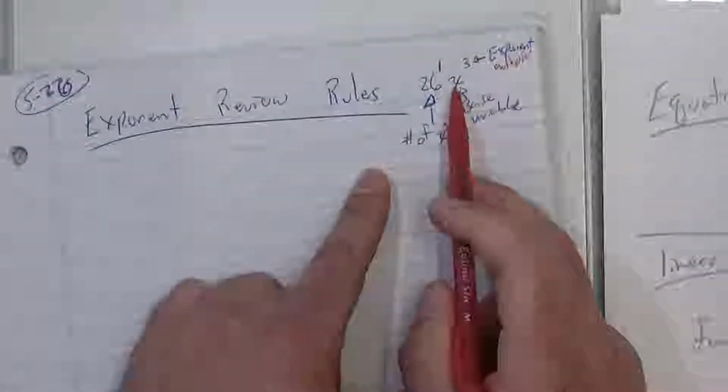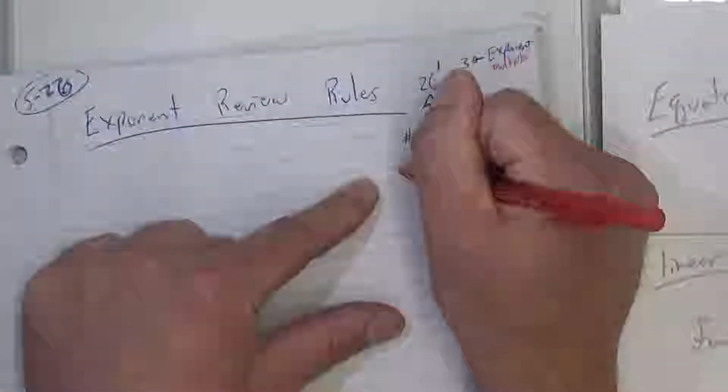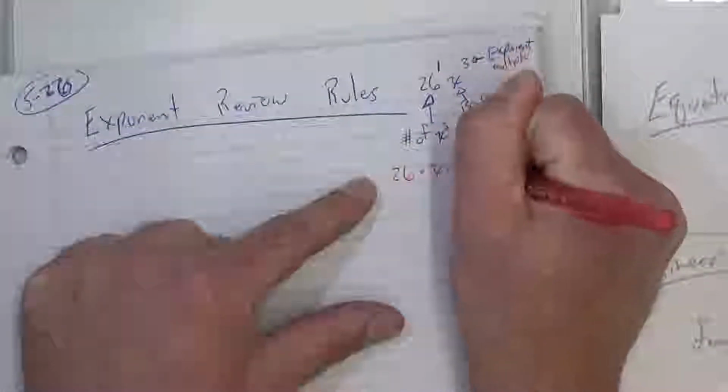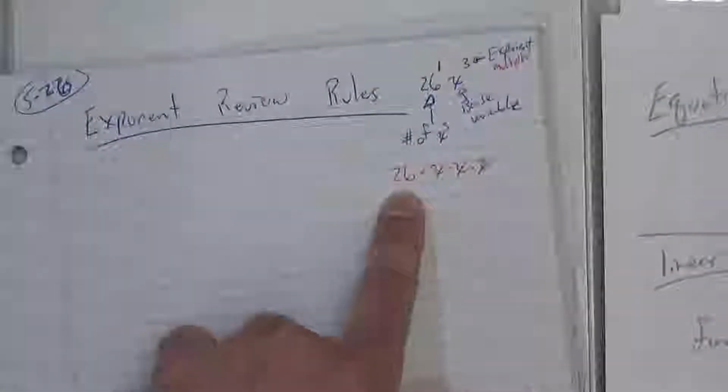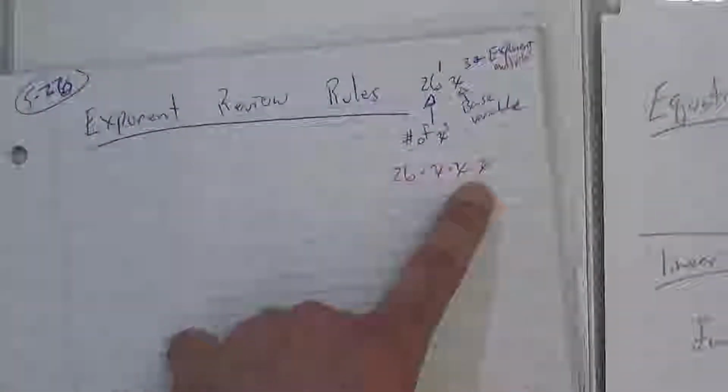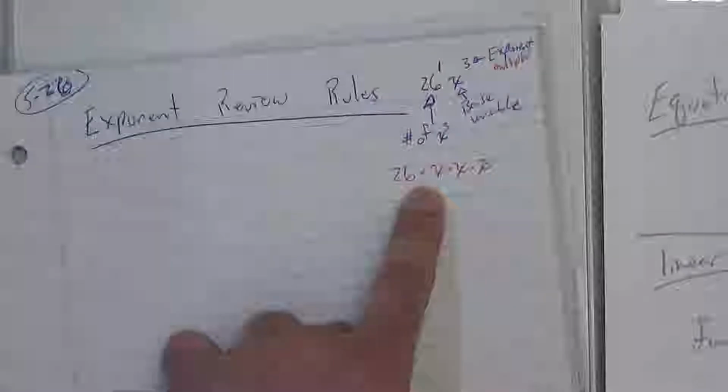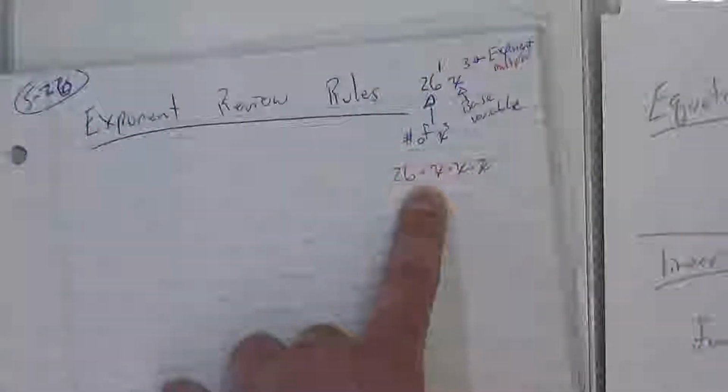So we could rewrite this as 26 times x times x times x. That is 26 times x to the third. Yeah, but why do you put the 1? Because it's an implied one.